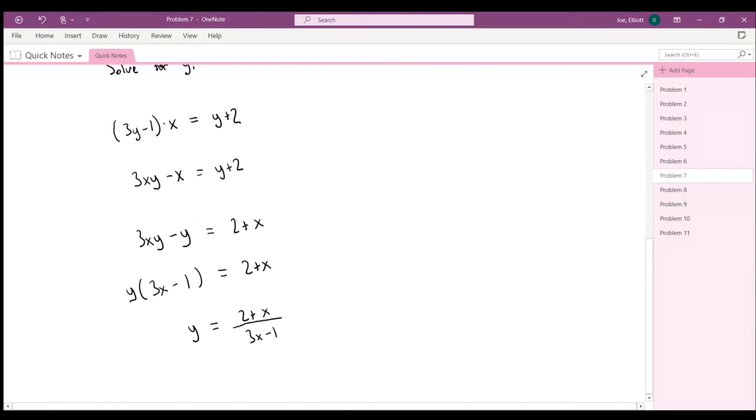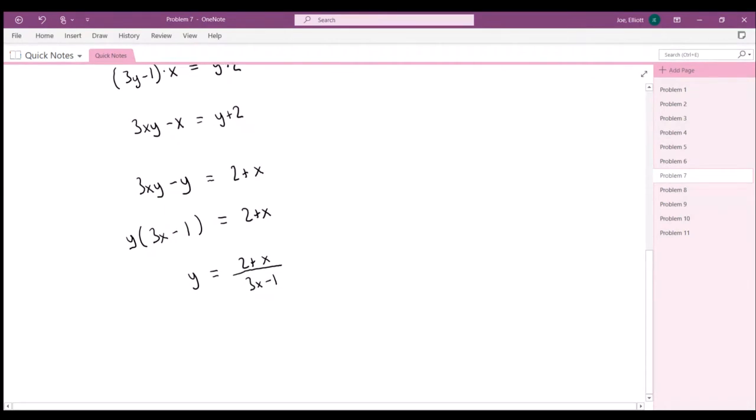And maybe the last thing you want to do, once you solve for y like this, is to replace y with f inverse of x. So then this would be the formula for f inverse of x.